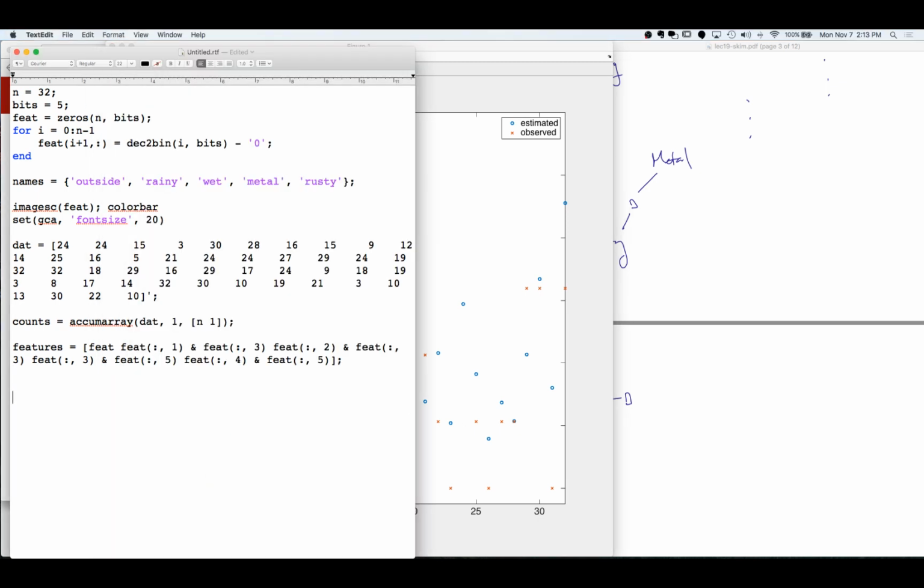Here it is, right? And so in particular, this one was feature 1 and 3. This one was feature 2 and 3. And so what these say is that you're more likely to have feature 1 and 3 turned on together, and you're more likely to have feature 2 and 3 turned on together, right? Which makes sense because outside and wet would tend to go together more often, and rainy and wet would tend to go together more often, right? So that's what the result of this code is.